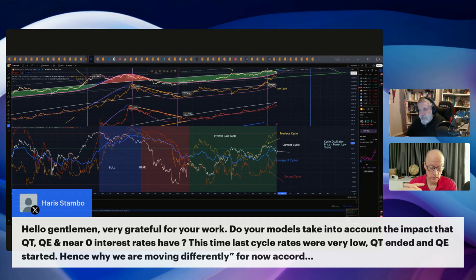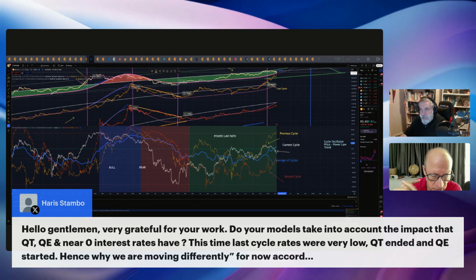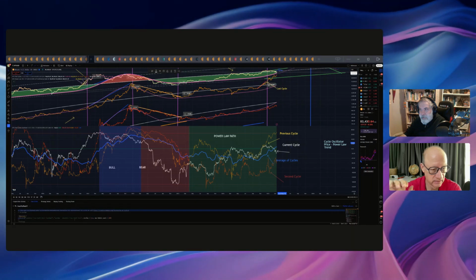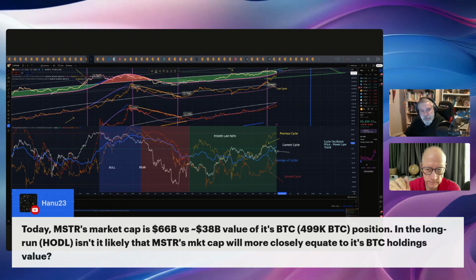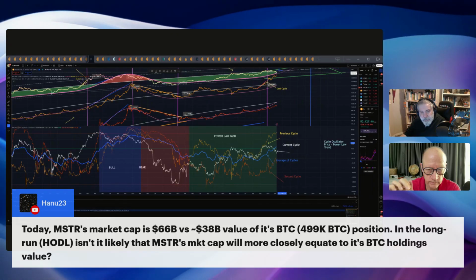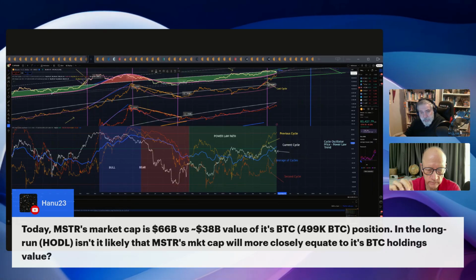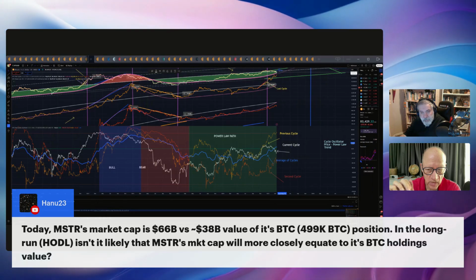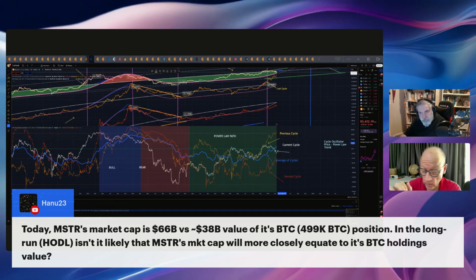Yeah, we try to strip things down to their essentials. Yeah, exactly. And so this other question, market cap, 66 billion, 20 billion value. He's asking if the multiple is going to go to 1.0.